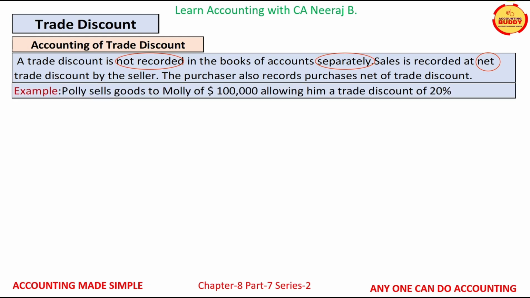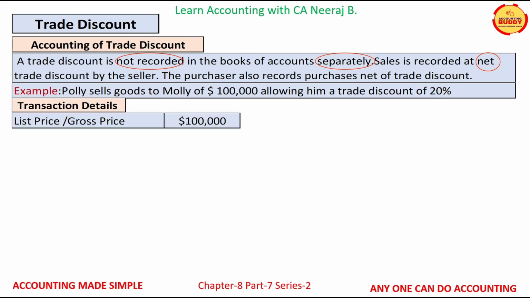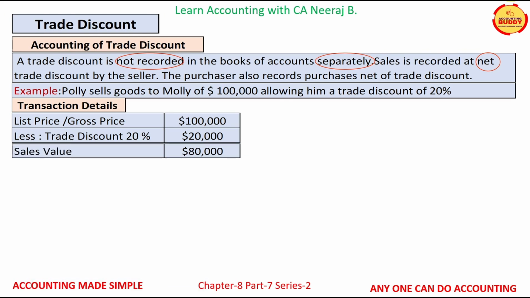For example, Polly sells goods to Molly worth $100,000 at a trade discount of 20%. Let us analyze this business transaction. Gross price of the transaction is $100,000 less 20% trade discount amounting to $20,000. That will give us the sales value of $80,000.